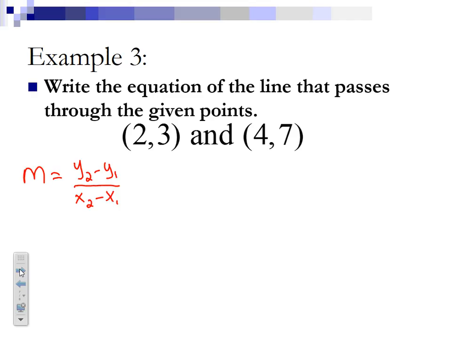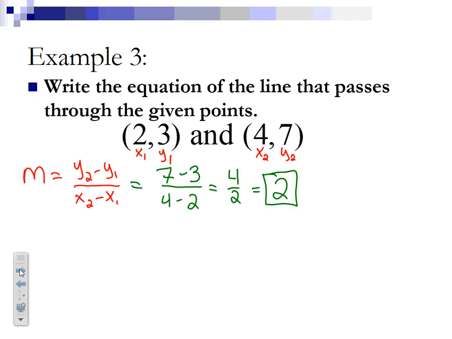So I'm going to come over here. This is my x1 and my y1. This is going to be my x2 and my y2. And I'm going to plug in my information. So I'm going to get 7 minus 3 over 4 minus 2, which equals 4 over 2, which simplifies to 2. So my slope is 2.